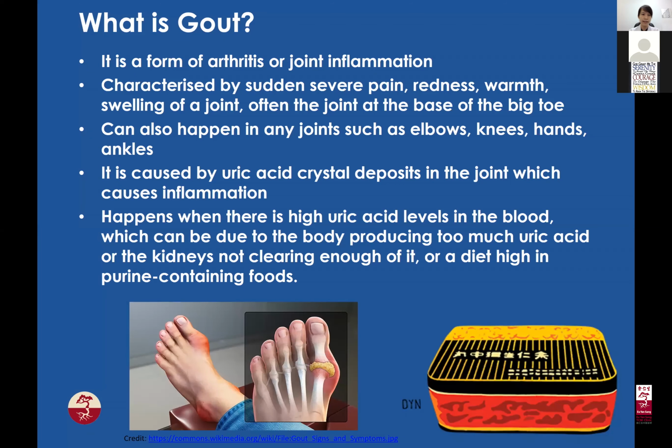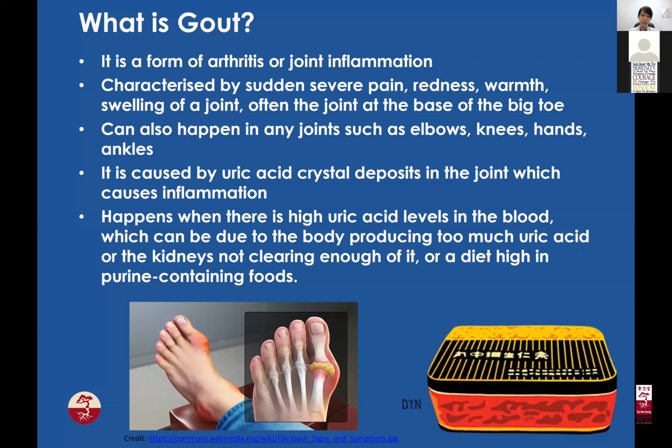So what is gout? It is a kind of joint inflammation. So it is a very severely painful condition. Usually the patients come in and the joint is very red, very swollen, very warm. This is often the joint at the base of the big toe, but of course it can happen in any joint as well, such as in the knees, in the elbows, in the hands, in the ankles as well.